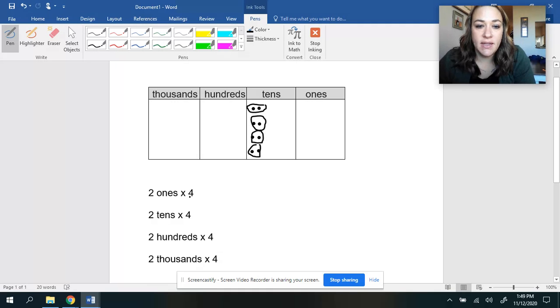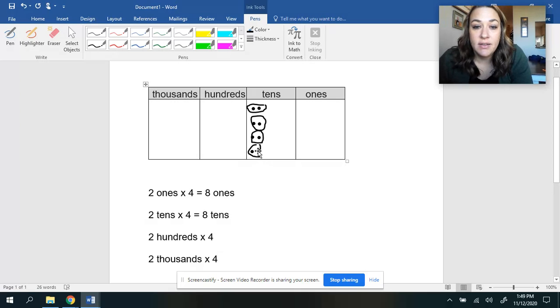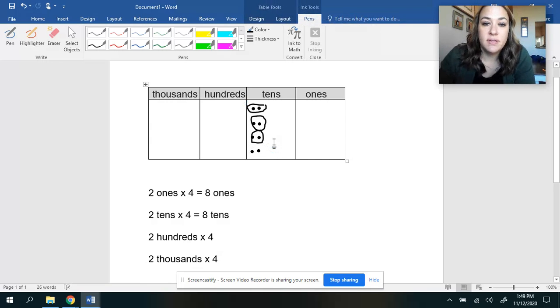So I can also say that 2 ones times 4, which we had deleted when I was clearing stuff, is equal to 8 ones. Well, 2 tens times 4 is equal to 2, 4, 6, 8 tens. You can probably already see a pattern. Same, I can actually just leave it.